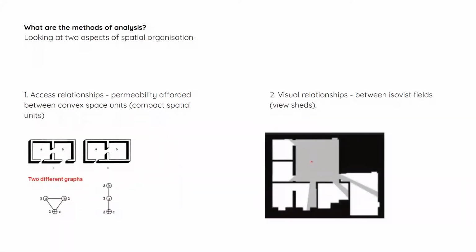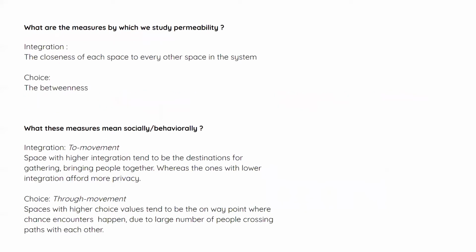We have looked at two aspects of spatial organization: access relationships and visual relationships. Access relationships consider the permeability afforded between convex space units, while visual relationships consider the permeability afforded between eye-serviced fields. We have used the measures of integration and choice to study permeability.